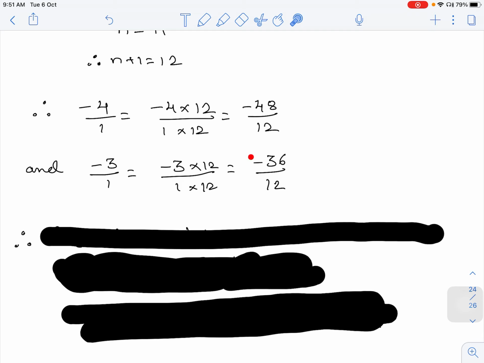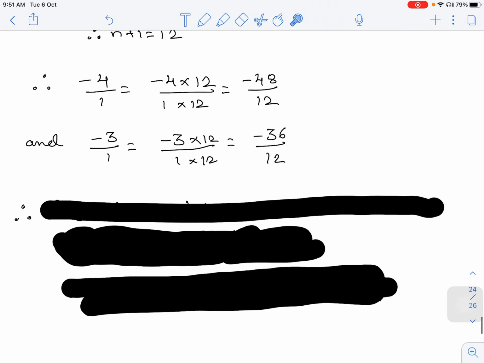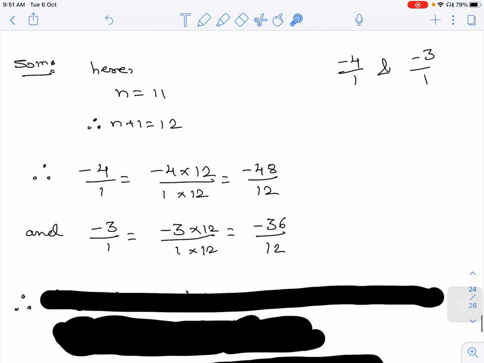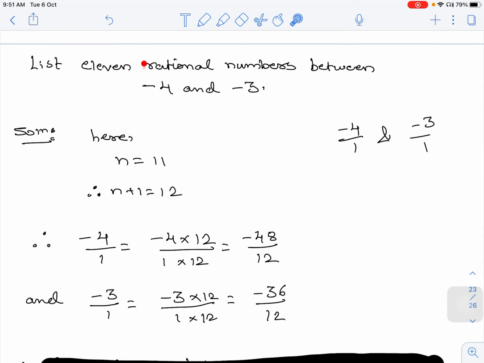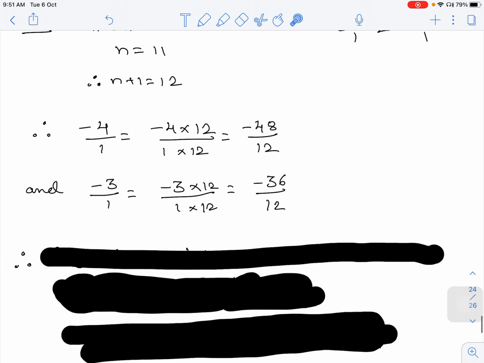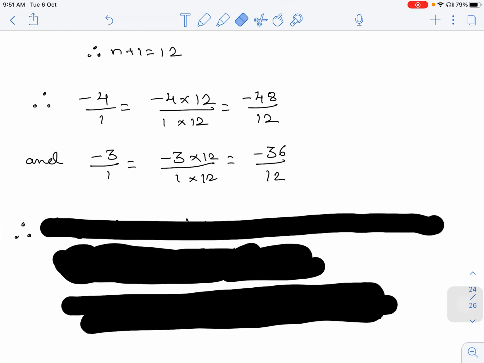Now both these numbers have the same denominator. When the numbers have the same denominator, we can insert numbers between these two. Which is the next number after -48? The next number is -47. Okay, then -46, -45 and so on. How many numbers are we supposed to write? 11 rational numbers. So let us see what those 11 rational numbers are.